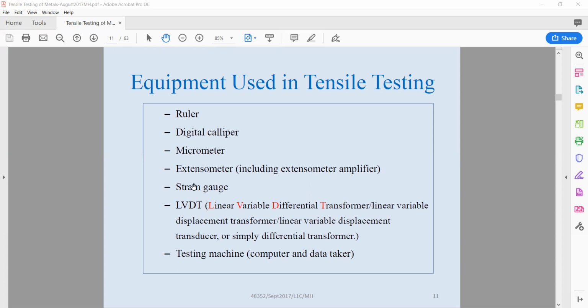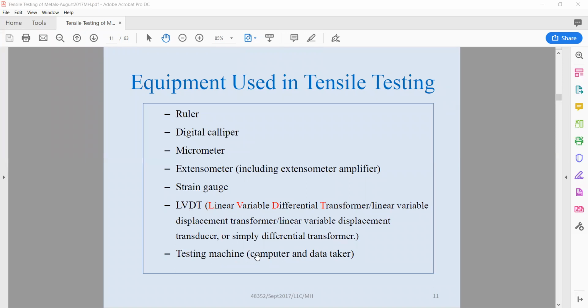But we use a strain gauge. It gives you the strain. You don't need to divide to get strain. It is a strain by itself. And there is also another equipment called an LVDT, which measures displacement. In the equipment in this slide, the test machine has an LVDT that measures the crosshead, the movement of the machine platforms.